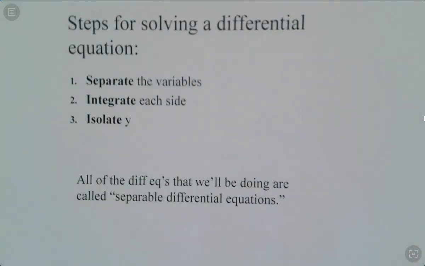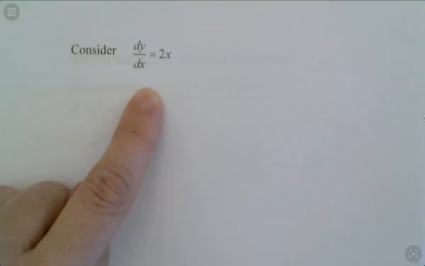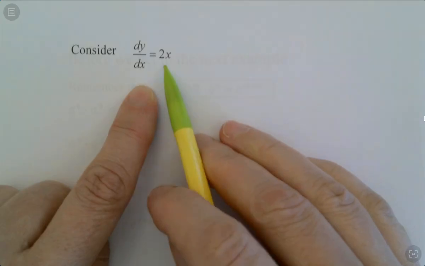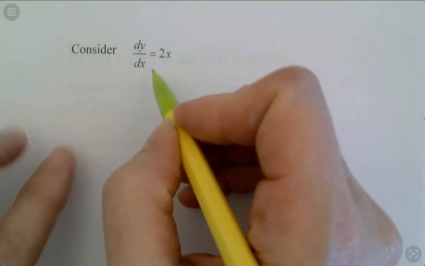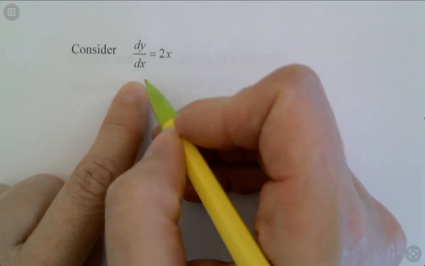The steps, if you want to write this down, I'll pause here. The steps for solving a differential equation would be to separate, then integrate, then isolate. So this first one I'm just going to demonstrate. You don't need to write this down. You just watch. Now this is actually something that we can find the antiderivative of 2x without having to do the technique I'm about to go through. So the technique we're going to do is to separate, then integrate, then isolate.